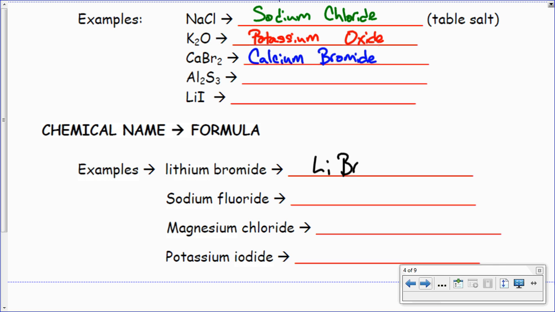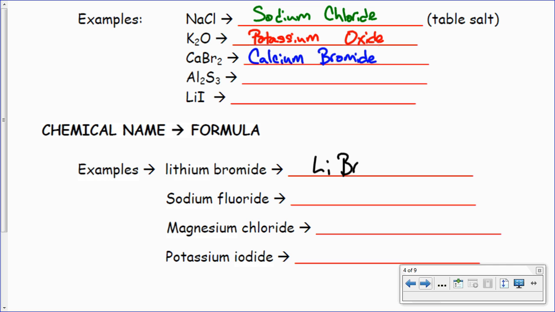Now, I have to check my periodic table to see the selected oxidation states that are most common. Lithium is most commonly a plus one, and bromine is most commonly a negative one. So it's great. These two match up as it is. I don't have to change the subscripts at all.